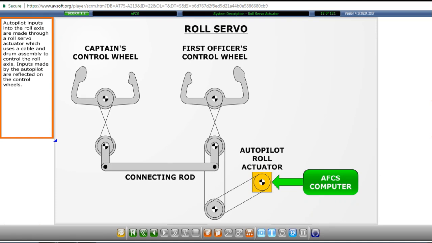Autopilot inputs into the roll axis are made through a roll servo actuator which uses a cable and drum assembly to control the roll axis. Inputs made by the autopilot are reflected on the control wheels.